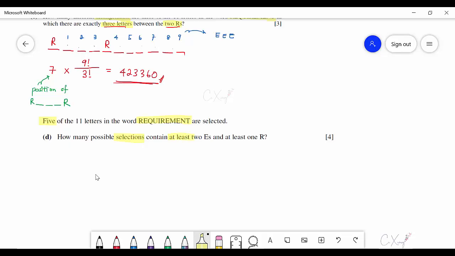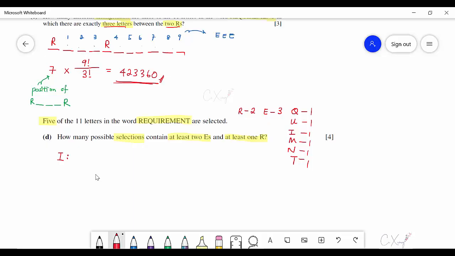They want to have at least 2 E and also at least 1 R. All right, so maybe for this example, we need to list out all the possible cases. Okay, so before we list it out, we are having 2R, 3E, then 1Q, 1U, 1I, 1M, 1N, 1T. Everything is 1 here. But we are having 2R and also 3E.